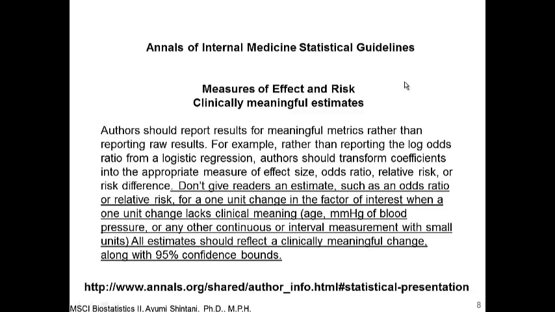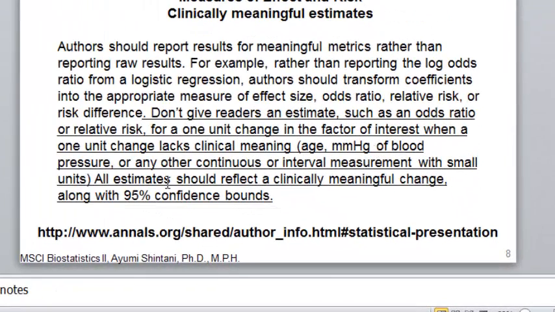So here is a recommendation from Annals of Internal Medicine. Okay, let's read it together. Don't give readers an estimate such as an odds ratio or relative risk for a 1 unit change in the factor of interest when a 1 unit change lacks clinical meaning. For example, 1 year in age or millimeter of mercury of blood pressure, or any other continuous or interval measurements with small units. All estimates should reflect a clinically meaningful change along with 95% confidence bounds.